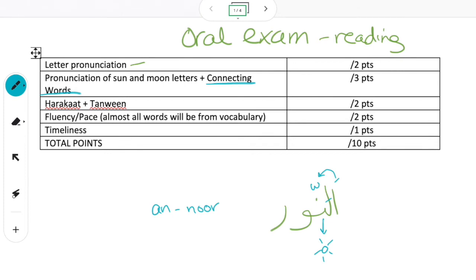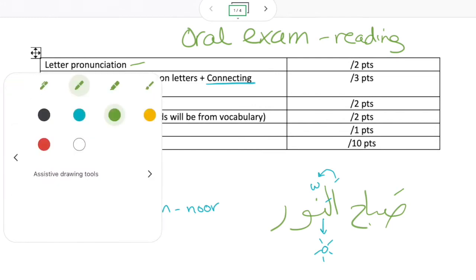Okay. Now, when I talk about connecting words, this is 3 points, right? Half of that is, can you pronounce the words properly? So if the word has alif lam, can you pronounce it properly? Can you recognize when you have to pronounce the lam and when you don't pronounce the lam? And that requires you to remember which letters are sun letters, which letters are moon letters. Now, in terms of connecting the words, I'll give you an example here.